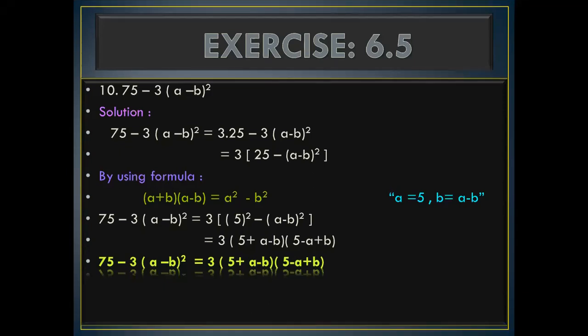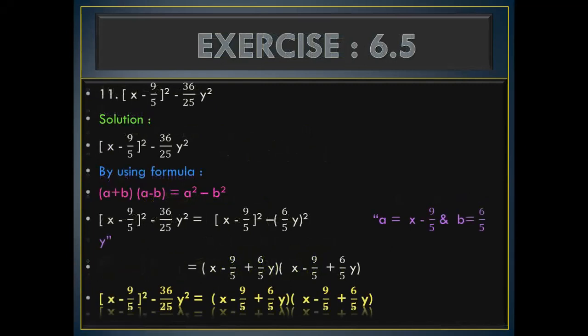Yes, now come to the next page. Question number 11. (x minus 9 by 5) whole square minus 36 over 25 y square. Again, you see that the shape of the question is the same. Formation is only changed. Formation means the coefficients are changed, but you see two terms are given and there is a negative sign in between them. So definitely we will apply the formula a square minus b square, but the variables' coefficients are different.